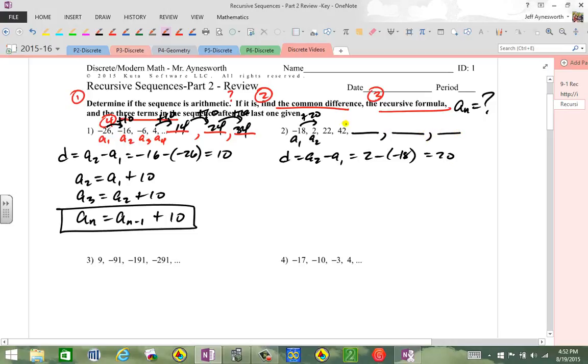So how do you figure this out? Well, simply add 20, right? So 42 plus 20, 62, plus 20 more. That's 82, plus 20 more. That's 102. Recursively, it looks like this.